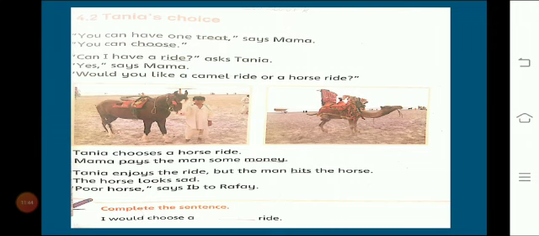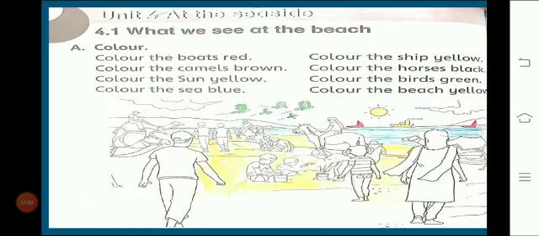Now, my dear students, take out your skills book, page number 14. Put day and date on page number 14 in the similar manner. Have you done? That's good. Now, my dear students, unit 4, at the seaside. Question number 1. What do you see at the beach?